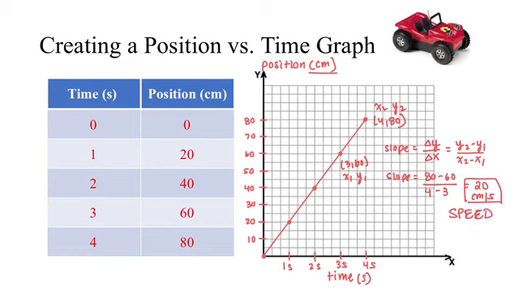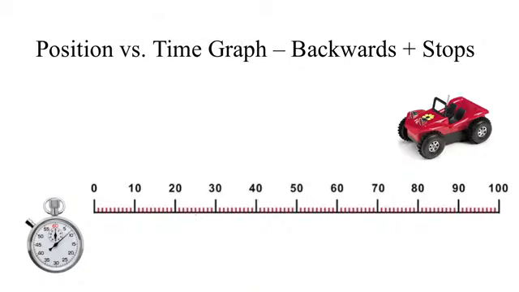We also know that the starting position is represented here by the y-intercept. And so in this case, I started my car at the 0 centimeter mark, and so at time t equals 0 seconds, I begin at the 0 centimeter mark. Let's take a look at another example.